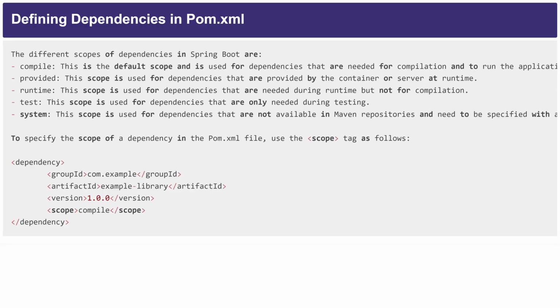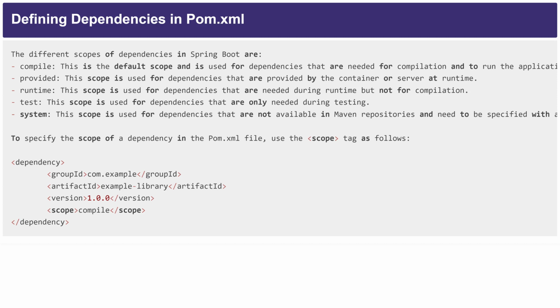The different scopes of dependencies in Spring Boot are: compile. This is the default scope and is used for dependencies that are needed for compilation and to run the application. Provided. This scope is used for dependencies that are provided by the container or server at runtime. Runtime. This scope is used for dependencies that are needed during runtime but not for compilation. Test. This scope is used for dependencies that are only needed during testing. System.